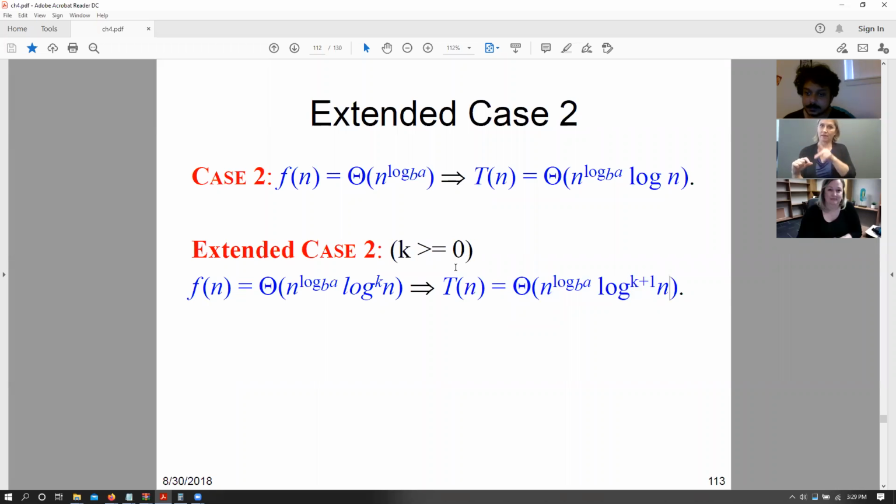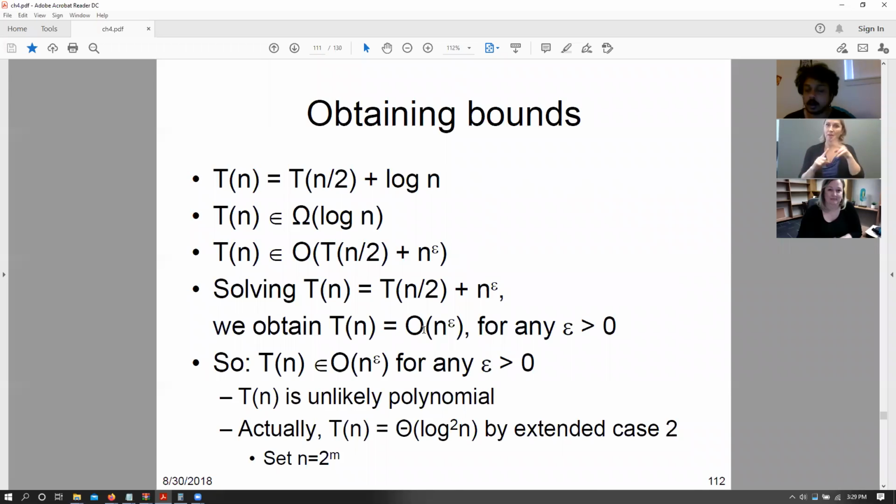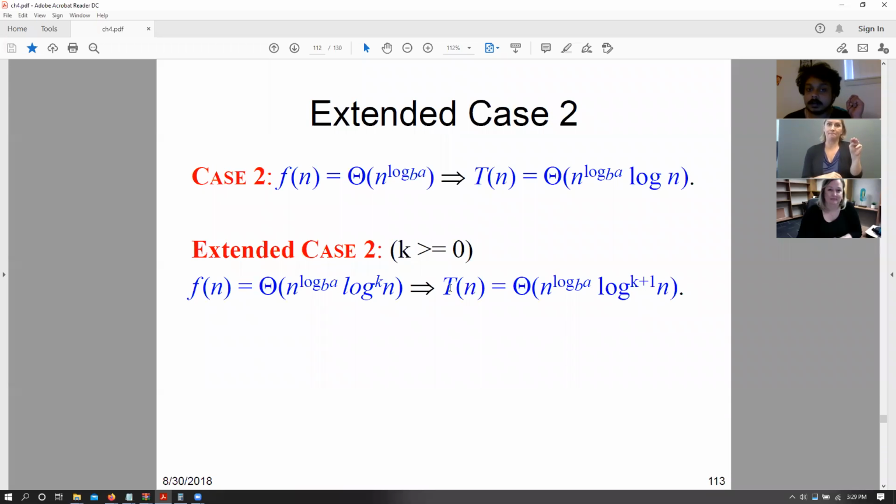So if we apply this particular case to this equation, we can set 2 to the power of m as n, and then we can try to solve and find out the solution for that particular equation using the extended case 2.